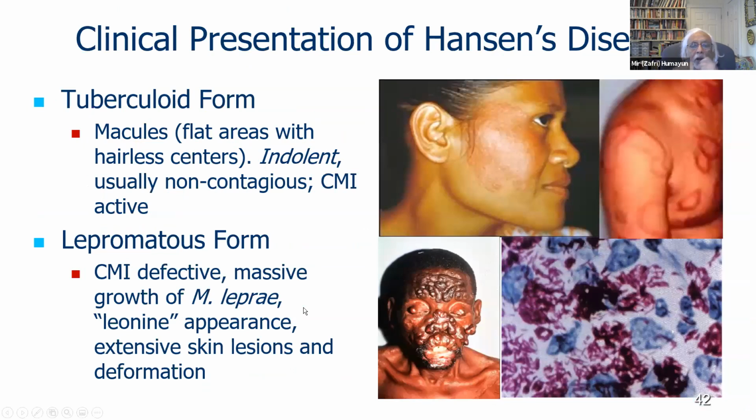Okay. What is the clinical presentation of Hansen's disease? Hansen's disease can be present in two forms: tuberculoid form and lepromatous form. Tuberculoid form is shown in the upper part of the diagrams, and its characteristic is the presence of macules. Macules are flat areas of the skin, shown on this patient's face and on this patient's torso. Flat areas with hairless centers.